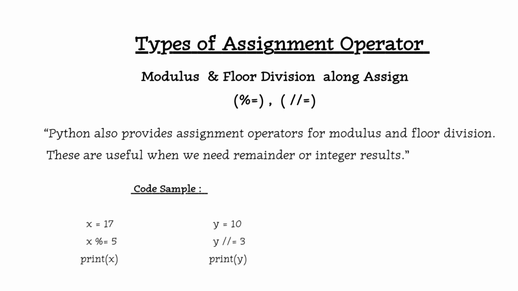The first example will be x equals 17, x percent equals 5, and then I'm printing that x value. Here, whatever evaluation I'm calculating with the x variable, that time percent equals 5. It exactly means I want to store the remainder by using the modulus operation. In the second example, I have typed y equals 10, y double forward slash equals 3, and then I'm printing the y value.